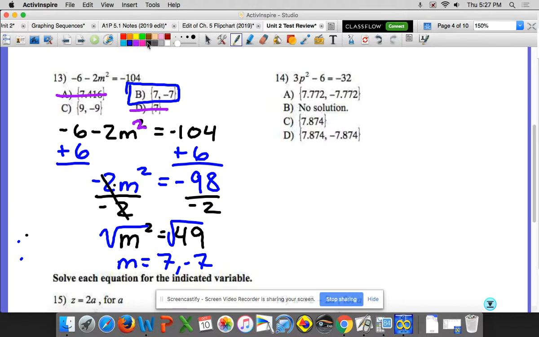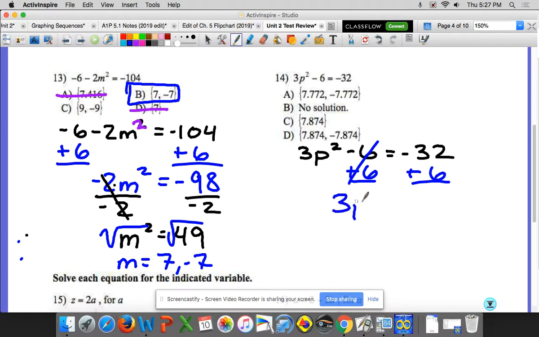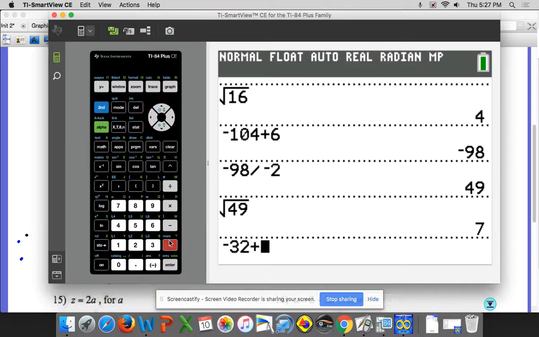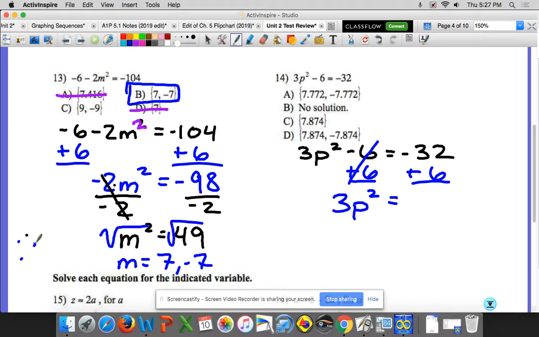Then looking at number 14, we have 3p squared minus 6 equals -32. In order to solve this one, the first thing we have to do is, once again, eliminate the constant. We're going to add 6 to both sides. So these cancel out, and we get 3p squared equals -32 plus 6. Go to your calculator: -32 plus 6 gives -26.